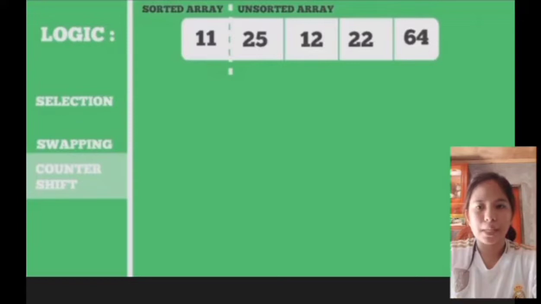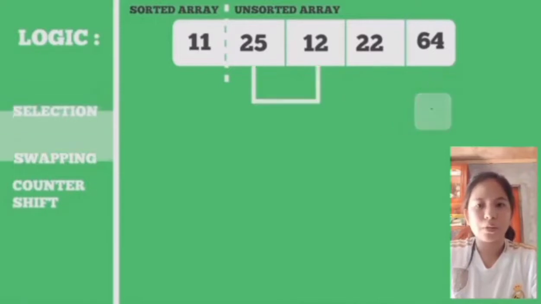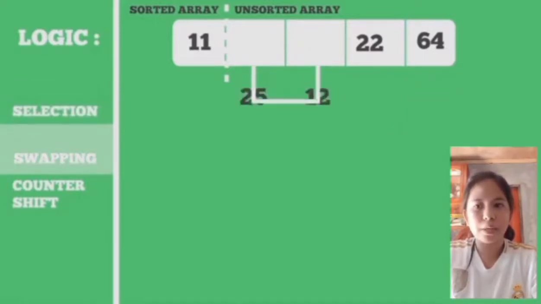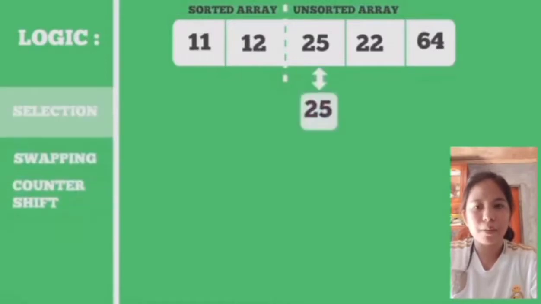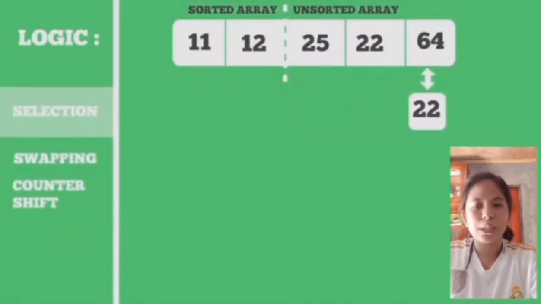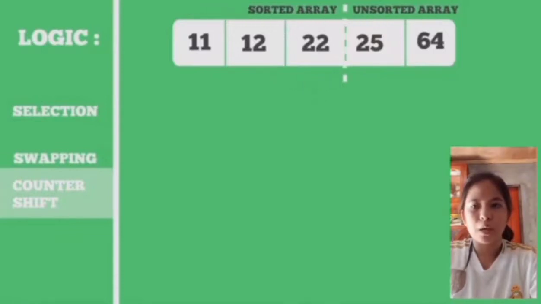Again, this process is repeated. We have 25, 12, 22, 64. So the second smallest number is 12. So we replace 25 by 12, counter shift. And next, we have 25, 22, 64. So the third smallest is 22. So we replace 25 by 22, counter shift.